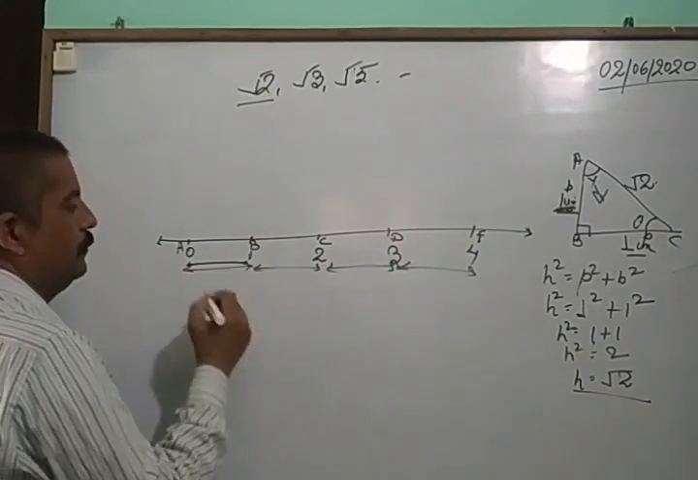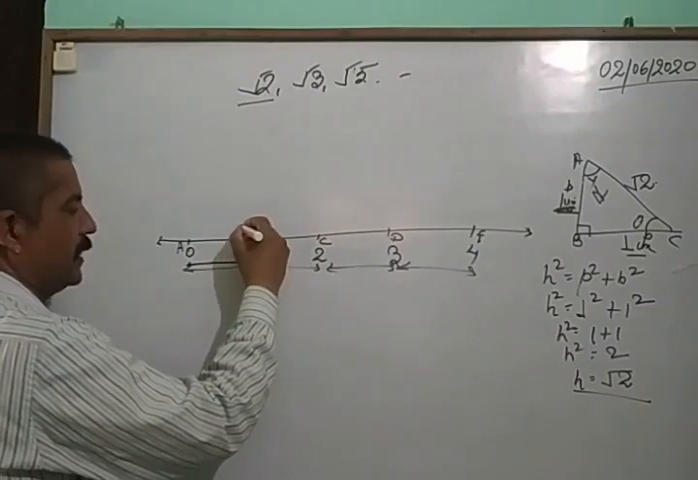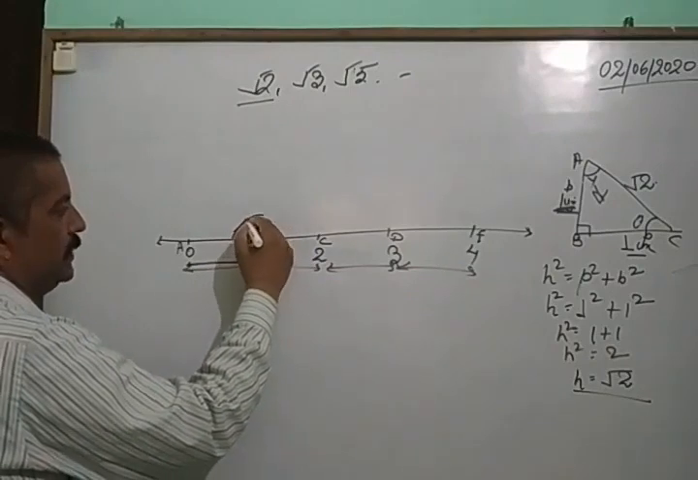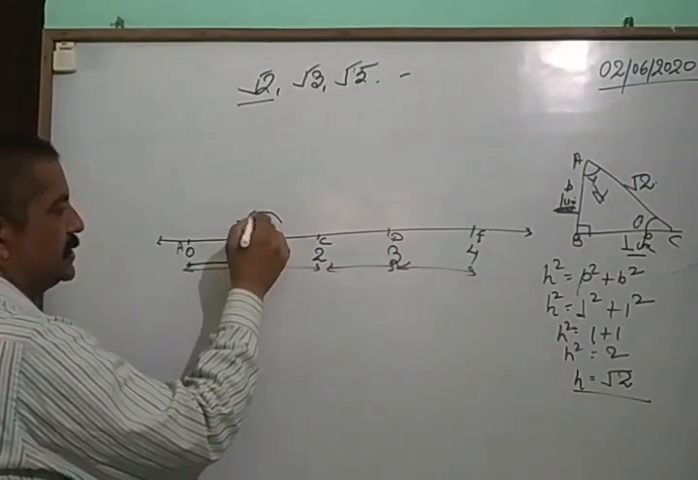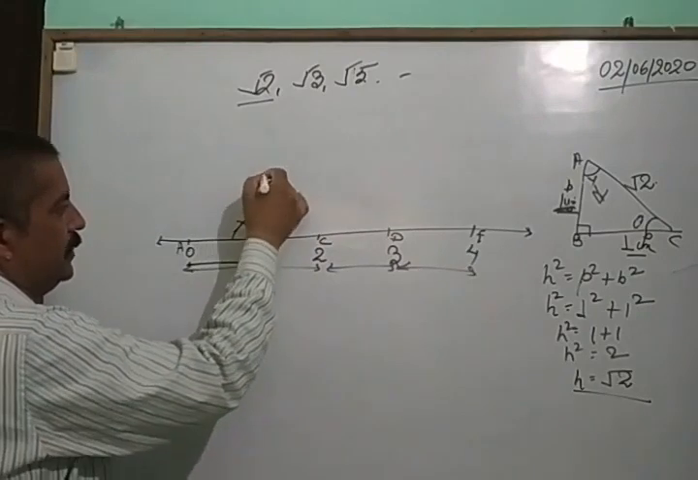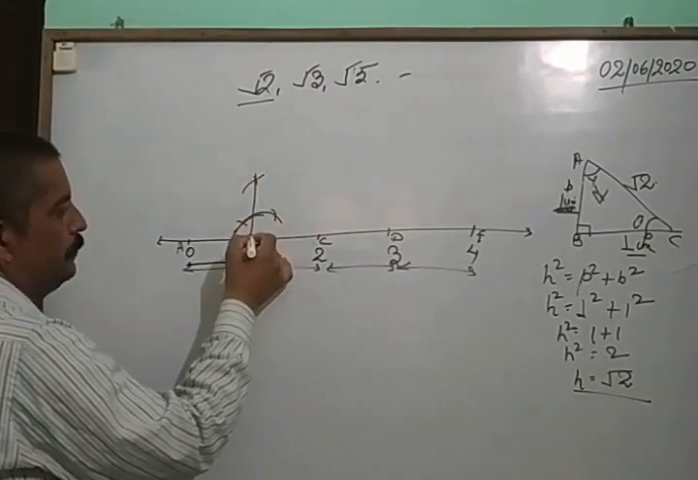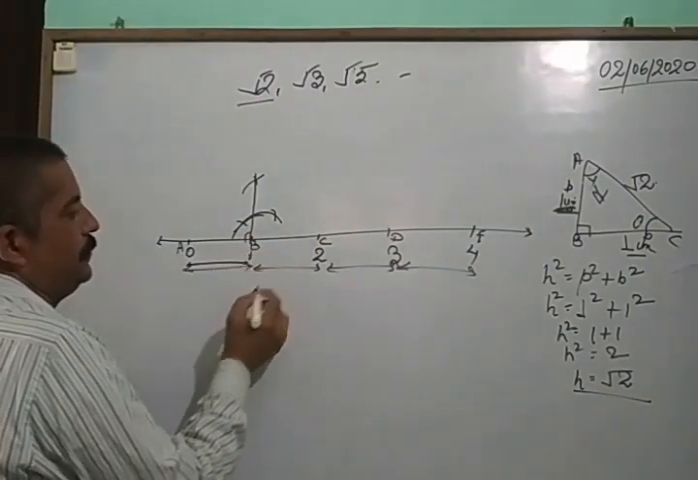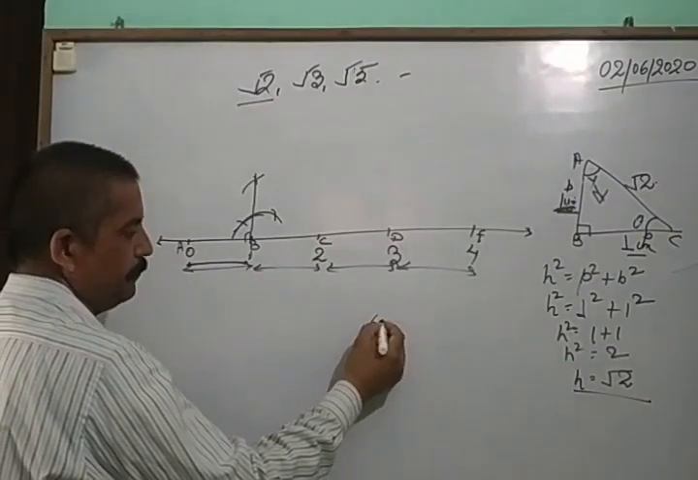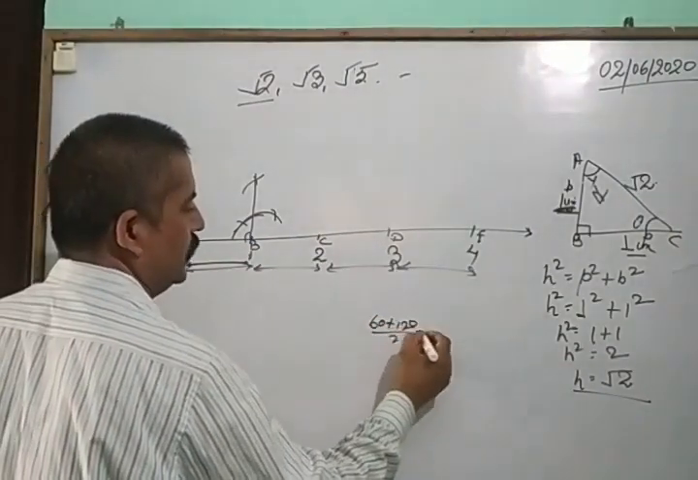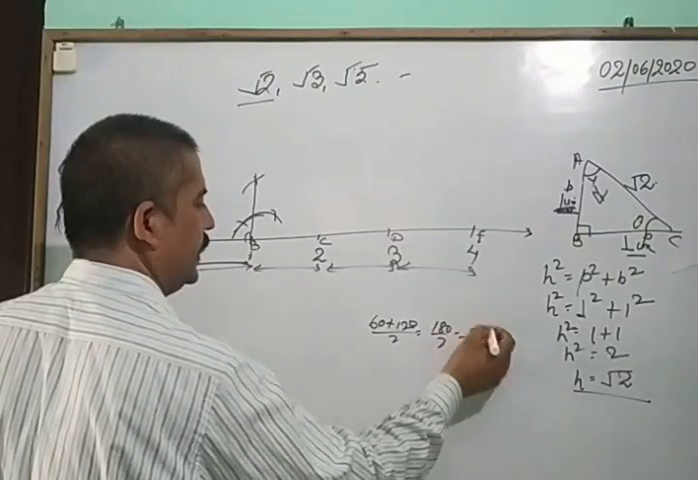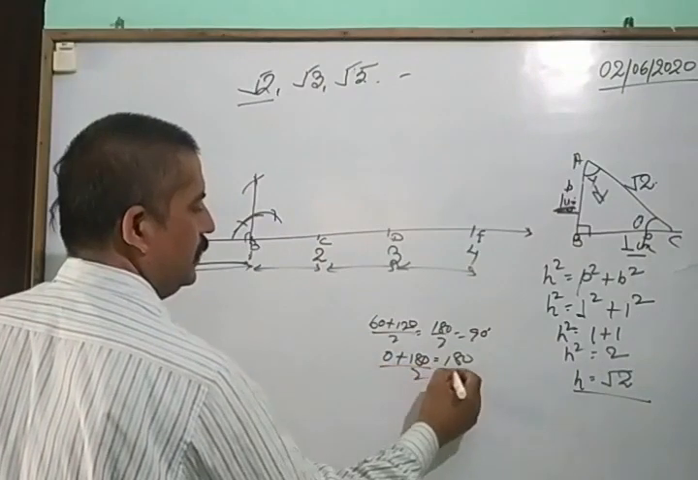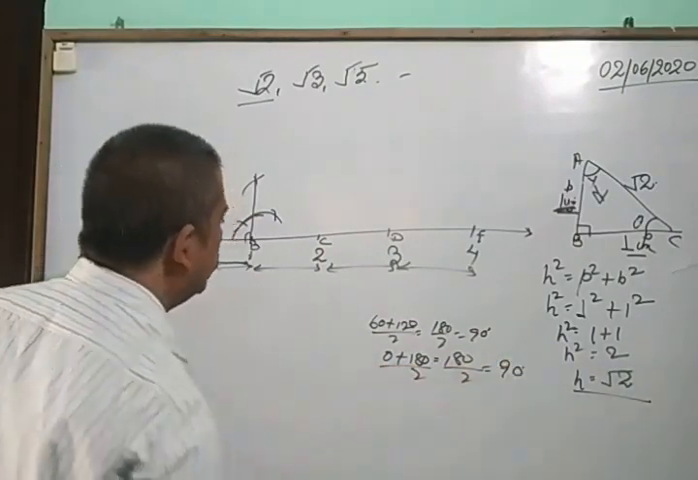From point B we make a right angle. You know very well how to make the right angle: 60, 120, and then by bisecting we make the 90 degree. Another method: 60 plus 120 is 180, divided by 2 is 90 degree. We can also take 0 plus 180, which is 180, and dividing by 2 is also 90 degree.